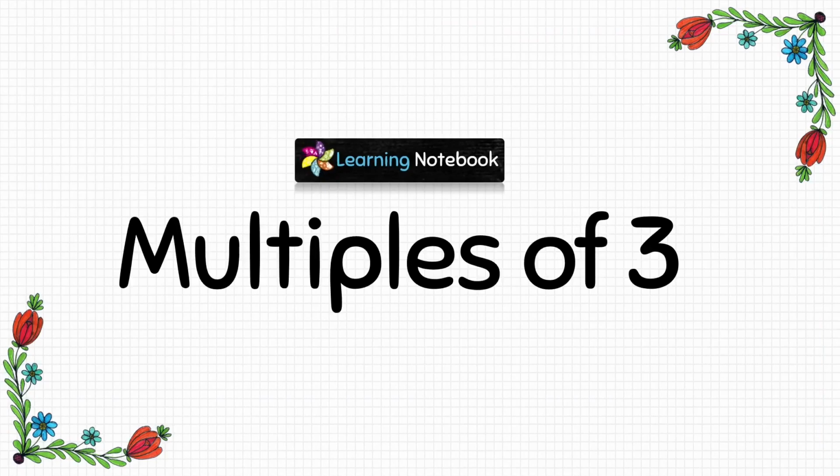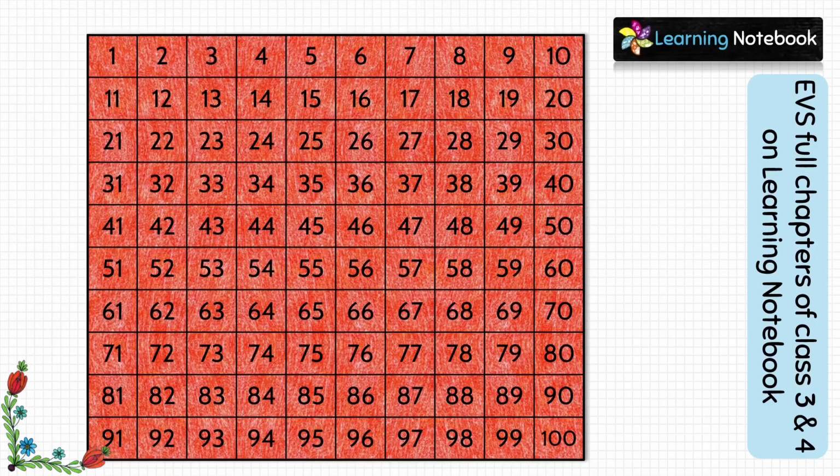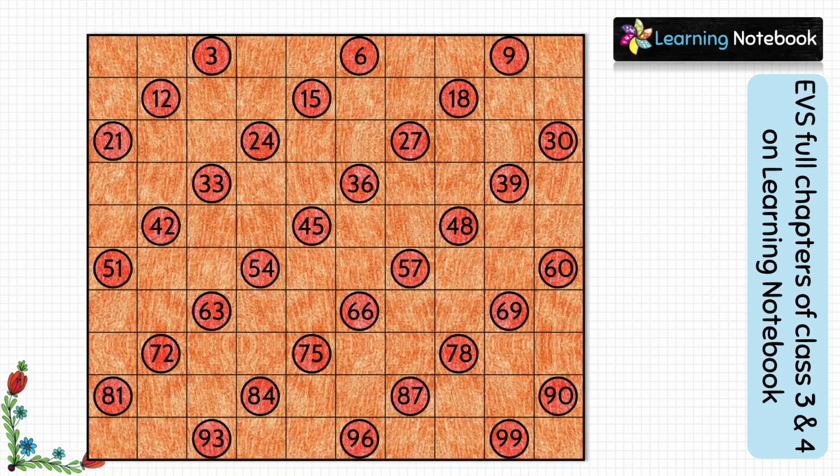Now let's find multiples of 3. To find multiples of 3, let's place the orange grid over the red numbered sheet as shown here. The holes will now show multiples of 3. 3, 6, 9, 12, 15, 18 and so on till 99.